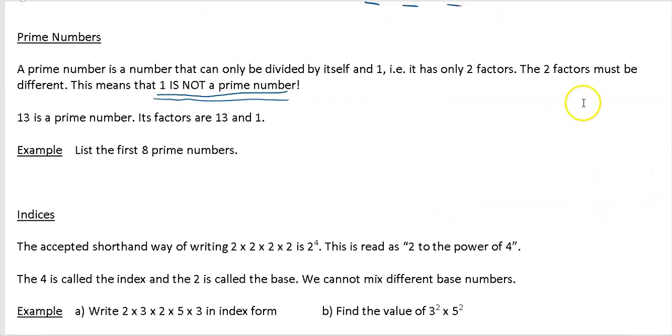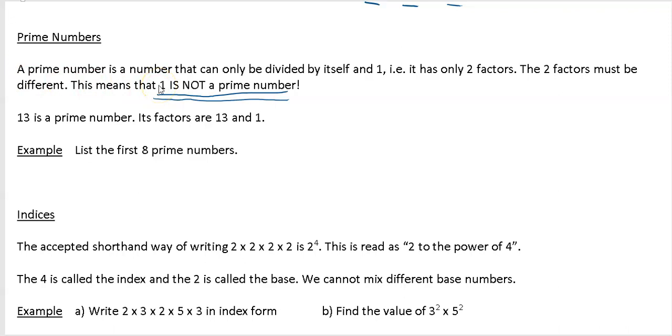Okay, next thing is prime numbers, and very soon we'll be looking at a combination of prime numbers and factors, which are called prime factors, but at the minute just prime numbers. So a prime number is a number that can only be divided by itself and 1, i.e. it has only 2 factors. So the 2 factors must be different. So that means 1 is not a prime number.